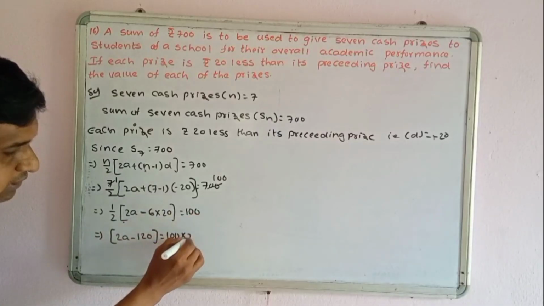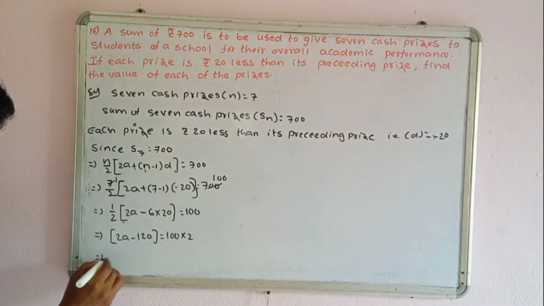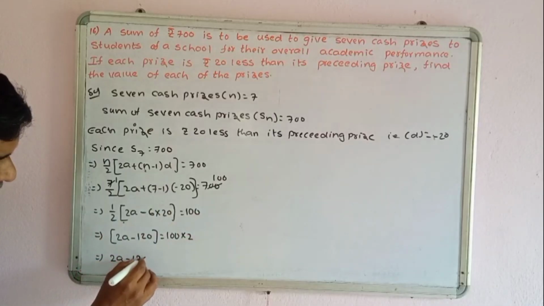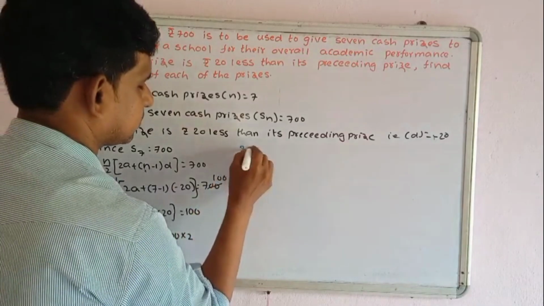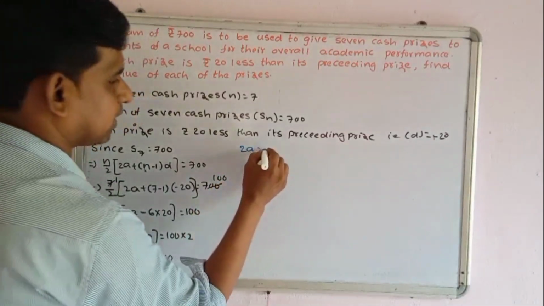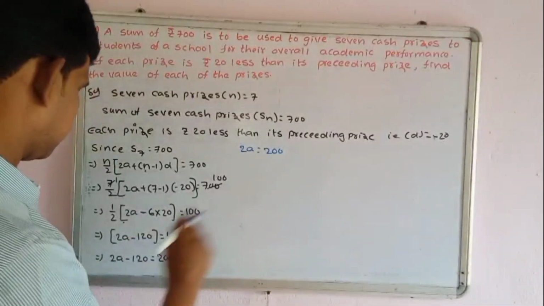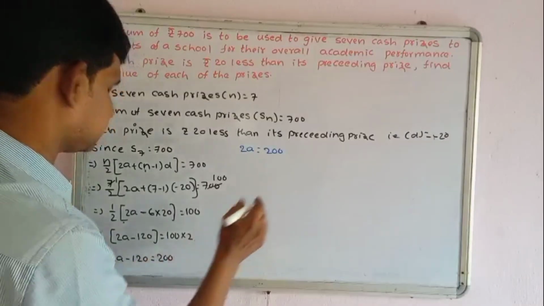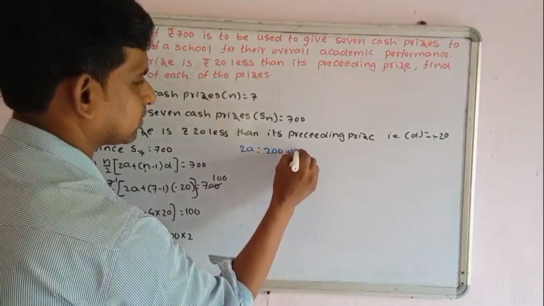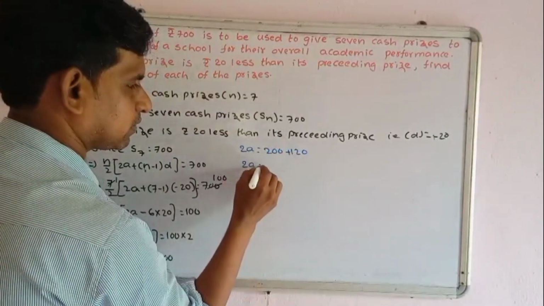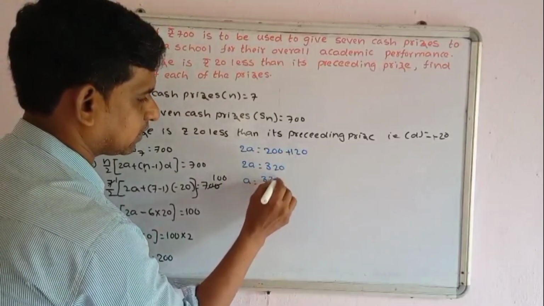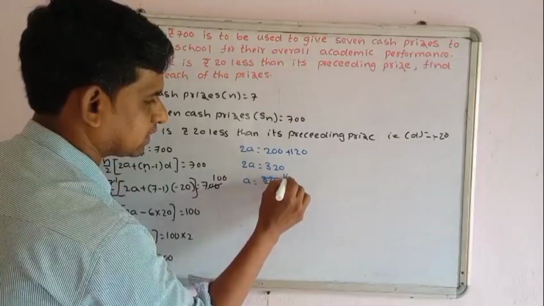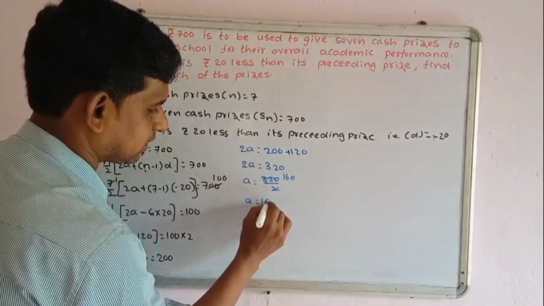Transpose the 2 to the right side and multiply with 2. So 2a minus 120 equals 100 times 2, which is 200. So 2a equals 200 plus 120, transposing minus 120 to the right side. So 2a equals 320, so a equals 320 by 2, which is 160.